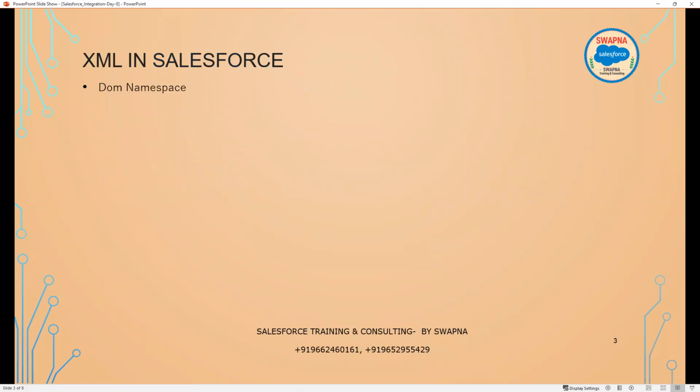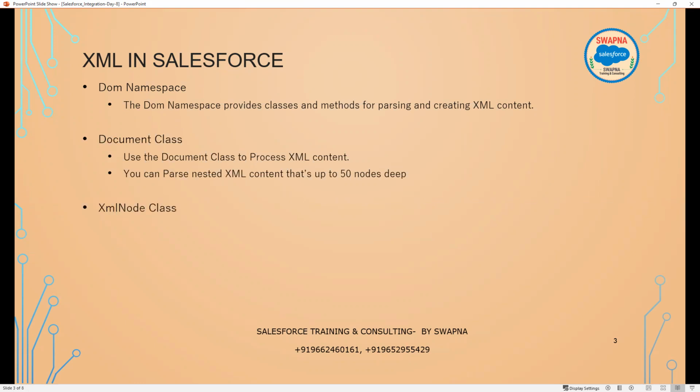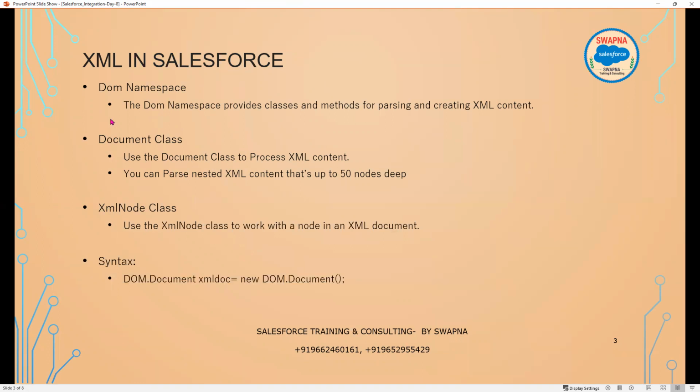But when coming to the XML in Salesforce, it has a DOM namespace. That means DOM is the class. Within that, we have a Document class, and then we have an XmlNode class. There are two classes which are available within the DOM class, the Document class and the XmlNode class. So if I have to implement a DOM.Document, I give some name equal to new DOM.Document. So that's how we define it in the XML.